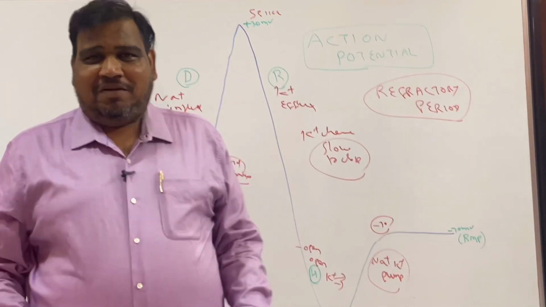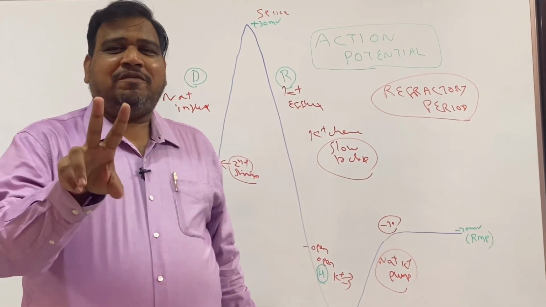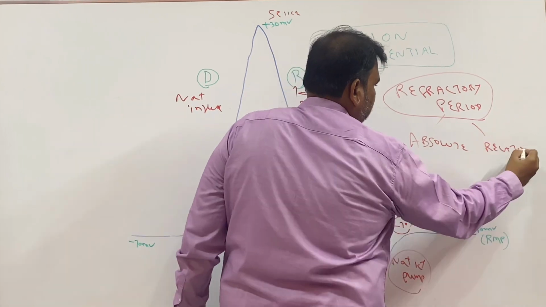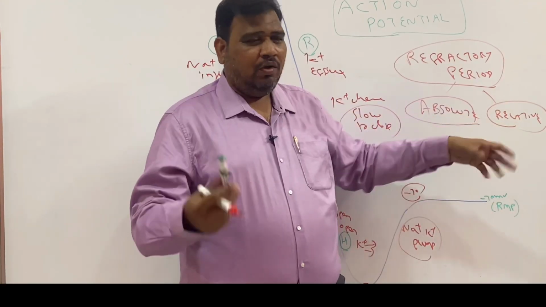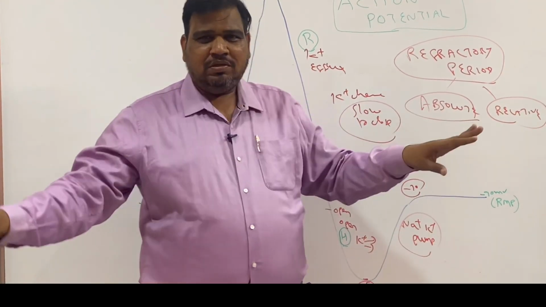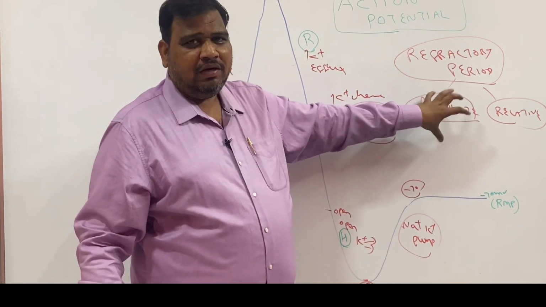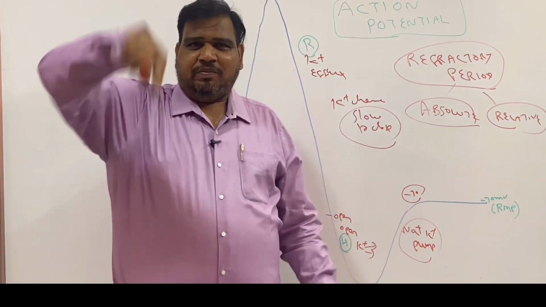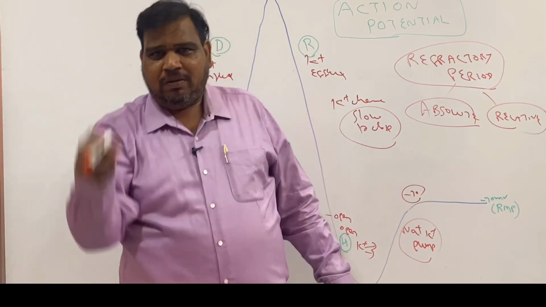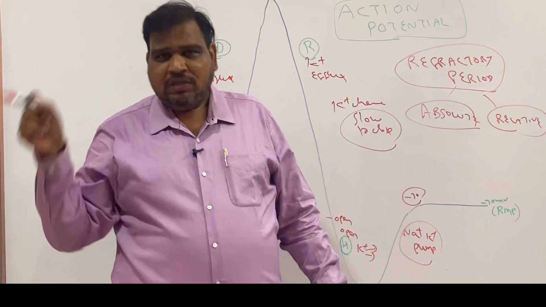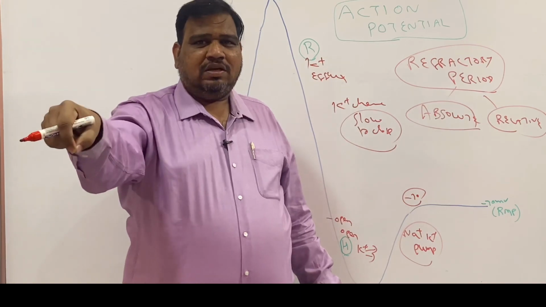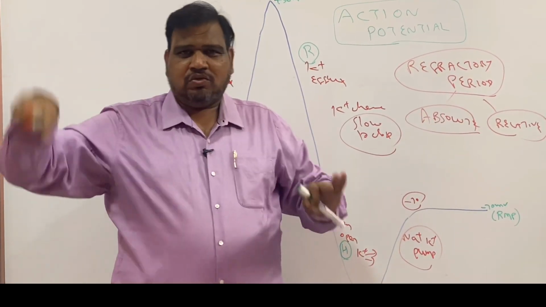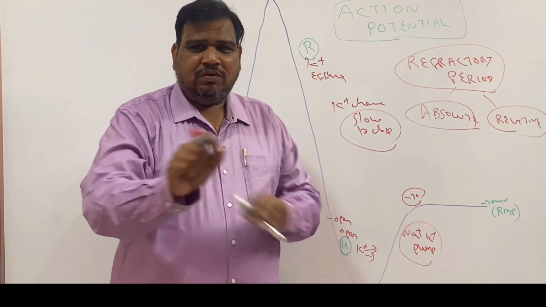Now, to add to the confusion, there are two types of refractory period: absolute refractory period and relative refractory period. Absolute means absolute. During this absolute refractory period, when I give a second stimulus to the already ongoing action potential curve, with depolarization and repolarization, there will be no response at all. The curve goes as usual, and whatever second stimulus I give, it will not respond.